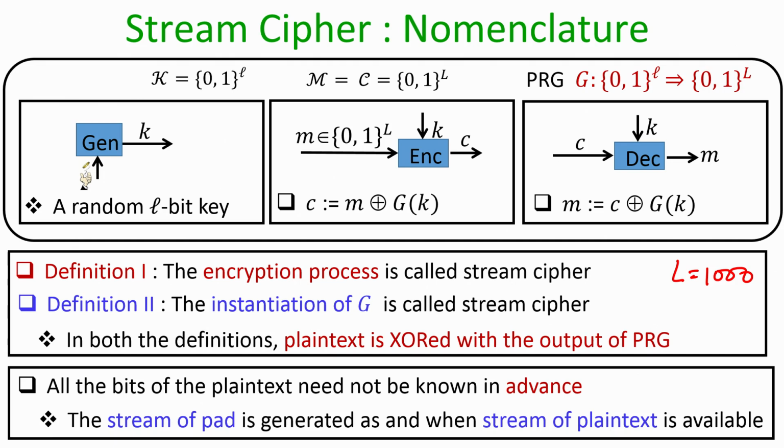Next, if you receive the next few bits of the message, you can produce the next few output bits of the algorithm G on the same input K to produce the next sequence of pads with which you can XOR the next sequence of bits of the message, and so on. So, you can imagine that your algorithm G is producing a stream of pads depending upon the sequence of bits of the message which are available to you, and that is why it is called a stream cipher. The whole message need not be available to you in advance.